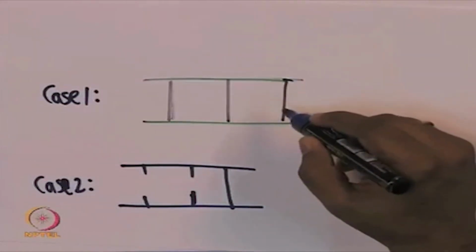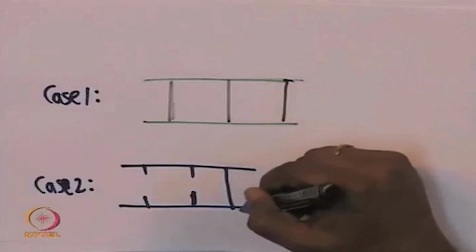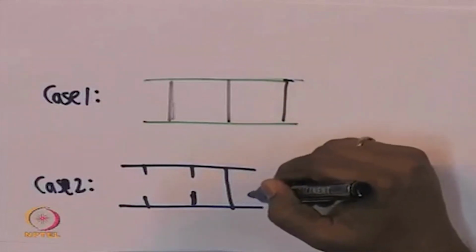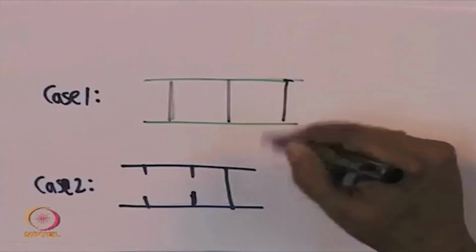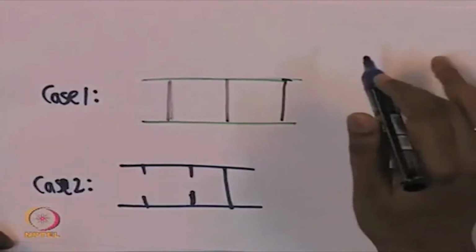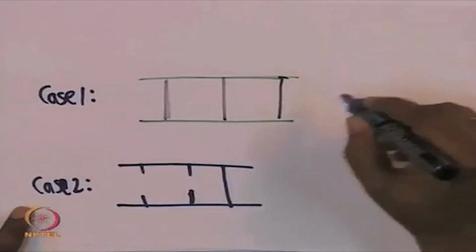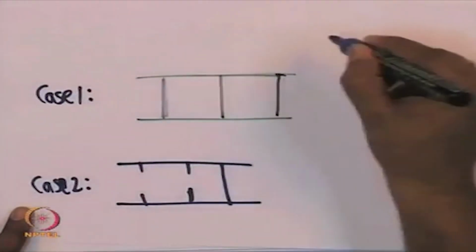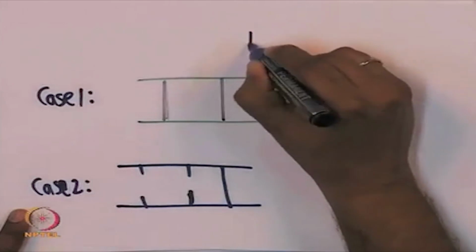Now, we want to calculate the free energy for case 1 and case 2, and see what we get. So, what is free energy? Free energy is energy E minus T s.